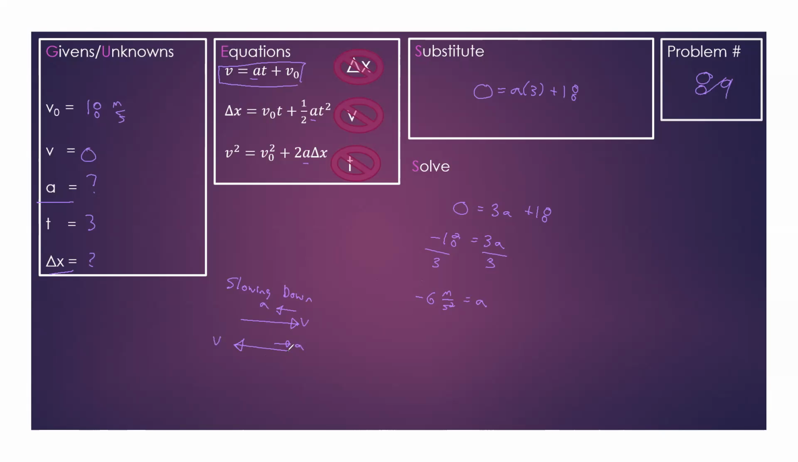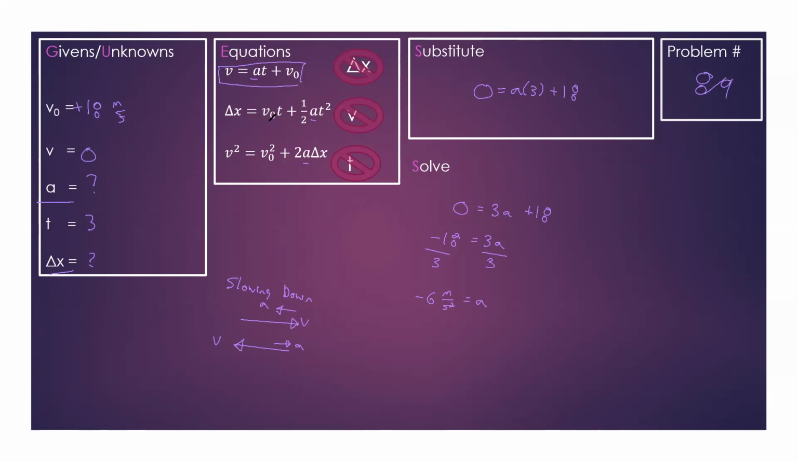Okay, so in this case, we started with a positive initial velocity. That means we have to have a negative acceleration if we're slowing down. If we had a negative velocity and we're slowing down, we would need a positive acceleration. They're simply opposites of one another.